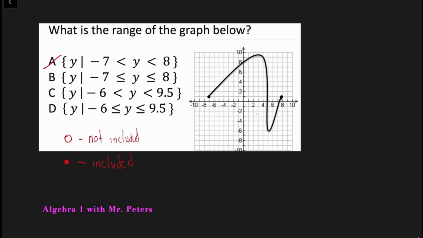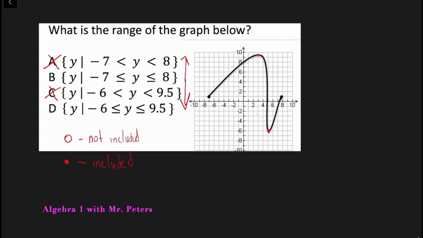So from the jump, we could definitely eliminate answer choice A and answer choice C. Now, the biggest part of this problem is just understanding, are we looking from left to right or top to bottom? When we're working with range, guys, we're talking about how far up and how far down this graph stretches. So when I look at the highest point, I know that highest point is somewhere between 8 and 9, and the lowest point is going to be 6. And yes, they're going to put it in order from least to greatest.